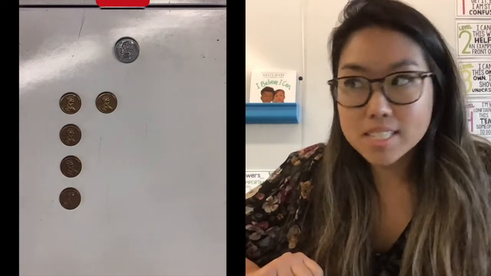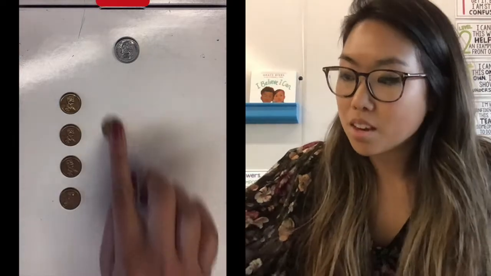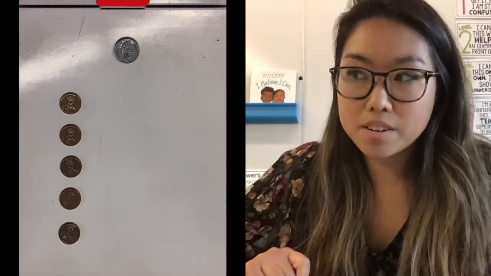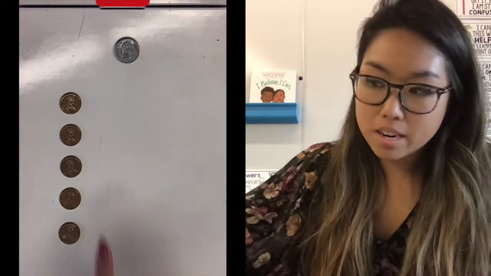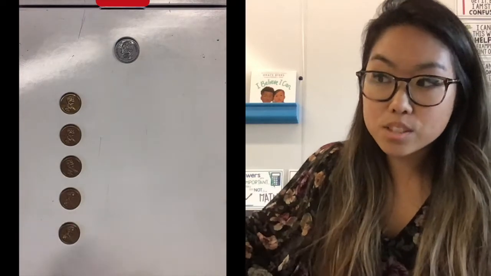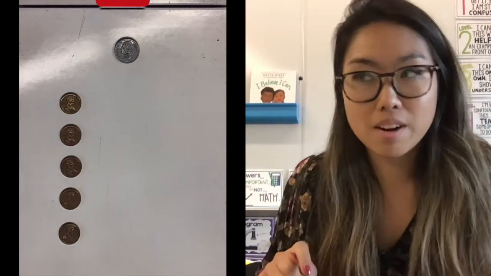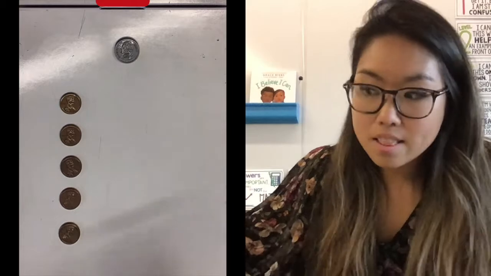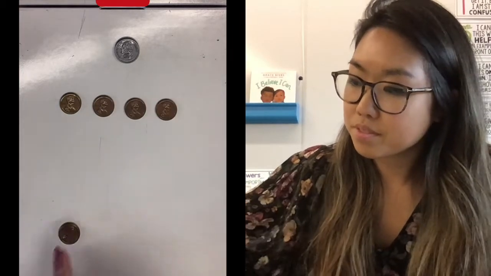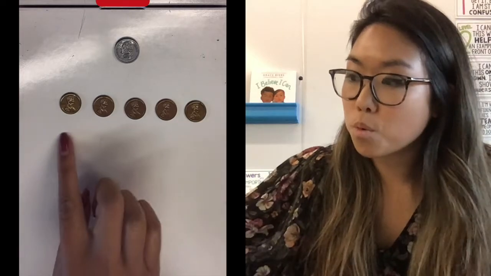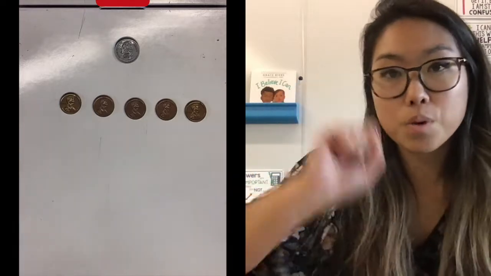When I look at this, it is also not an array. There are not equal rows with columns. But if I move my pennies, now I have 1 column and 5 rows. Each row has 1 penny. This is one way to make an array to match a nickel. The other array would be to move my pennies, so now I have 1 row and 5 columns. Each column has 1 penny.